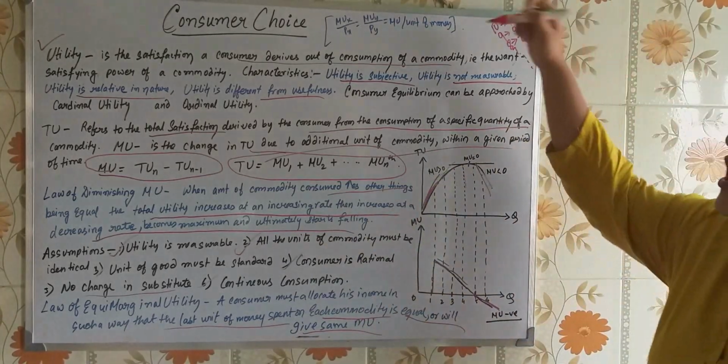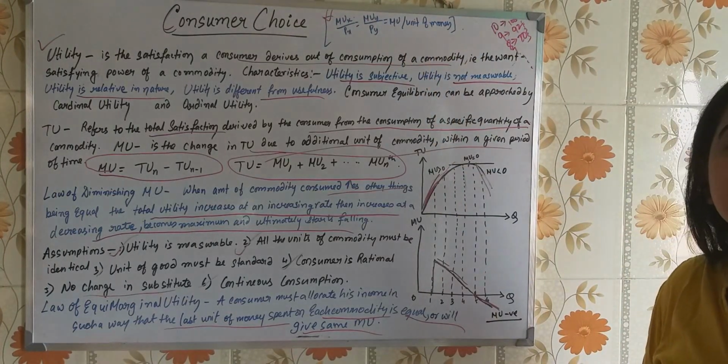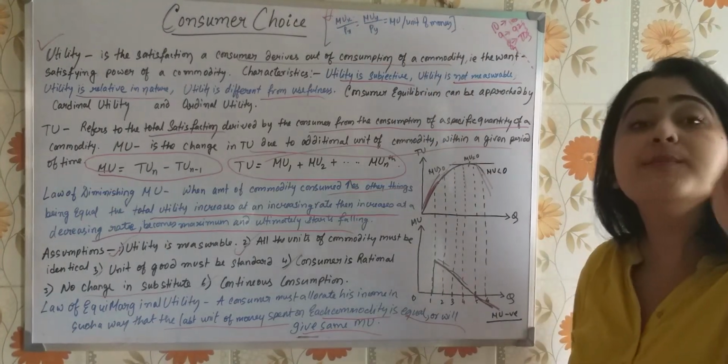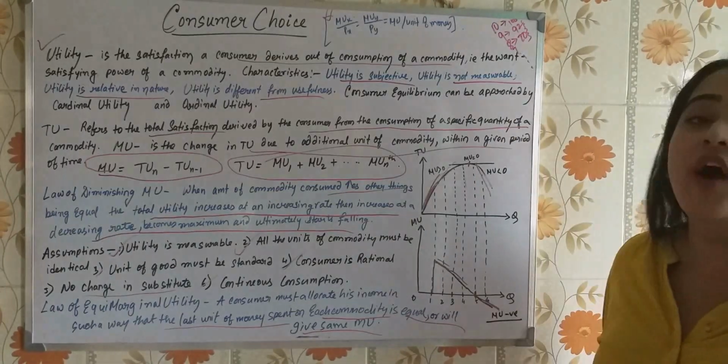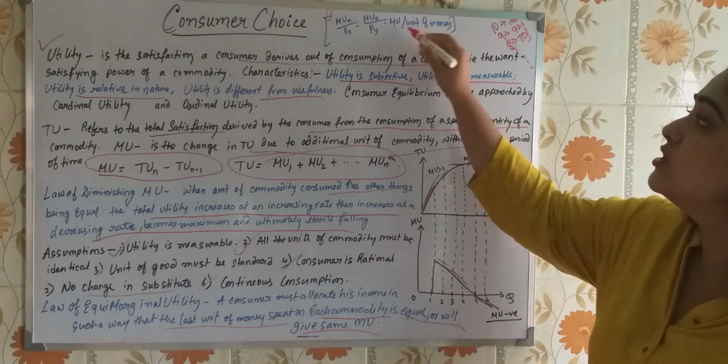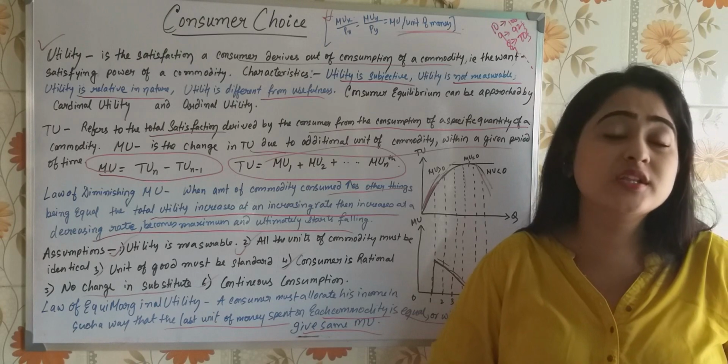So you see here, we will say that the marginal utility derived from commodity X divided by the price of X must be equal to the marginal utility derived from commodity Y divided by the price of Y. That is the marginal utility per unit of money. So I hope you guys have understood this.